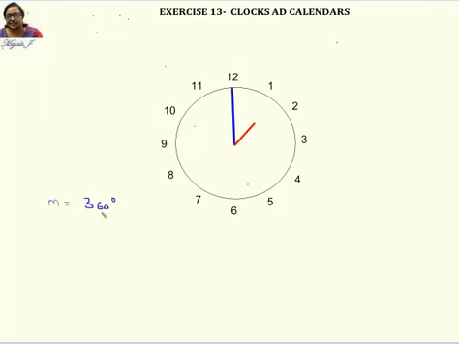360 degree. And what is the time taken for this minutes hand, when it covers 360 degree? What is the duration? 12 hours. The duration is 12 hours. Is it 12 hours?